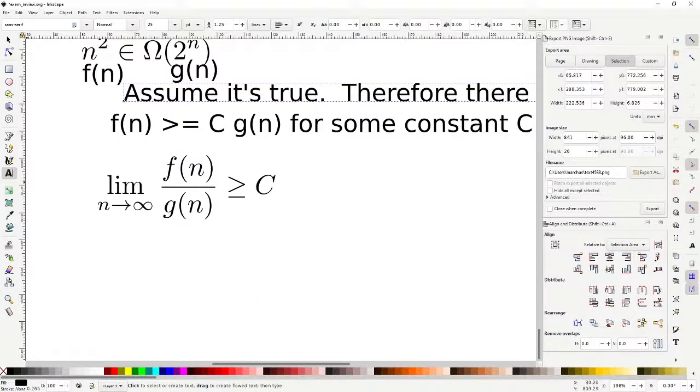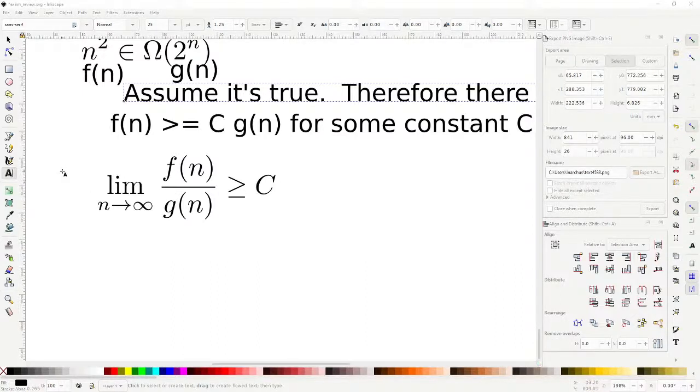And so now what do we do? Now we actually have to replace these things with the actual functions, right? We can't just do f and g anymore. We need to use the actual functions. So this is n squared, and this is 2 to the n. And so what we're going to do is hit it with L'Hopital's rule a few times. So it goes to infinity over infinity, right?